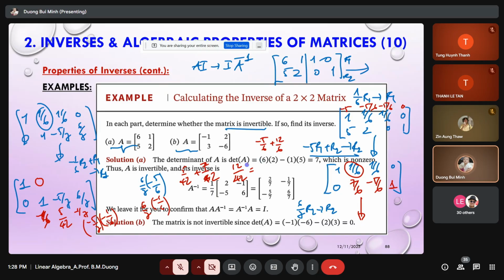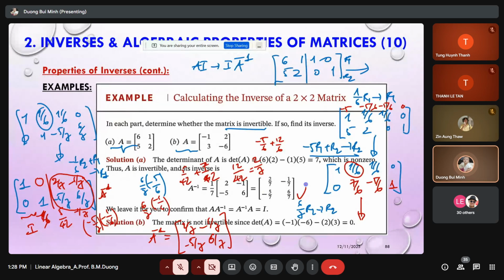You divide by 6, you get 2 over 7, right? 2 over 7, 2 over 7. Okay, and here you get minus 1 over 7. So this one is I, and this one is the inverse of I. Finally you get the inverse of I: 2 over 7, minus 1 over 7, minus 5 over 7, and 6 over 7.